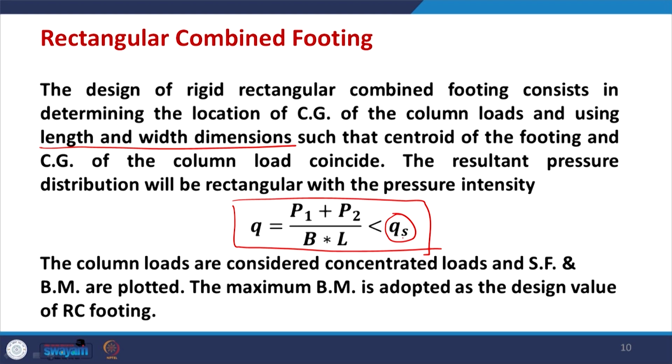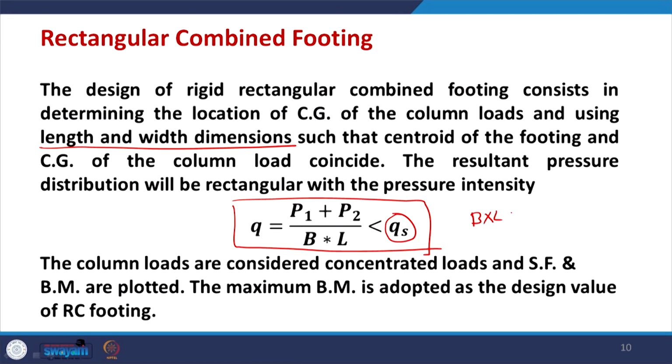Once we know the value of Qs, P1 and P2 are known. So, this equation will give you the area of the footing, so we can find from this equation simply B into L equals P1 plus P2 divided by Qs. So, the column loads, as we discussed, are considered as concentrated loads, and we can draw the bending moment and shear force diagram. But this equation will give you only one unknown, but we have two unknowns.